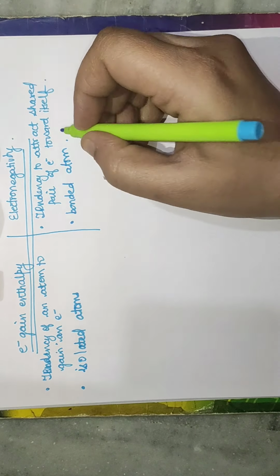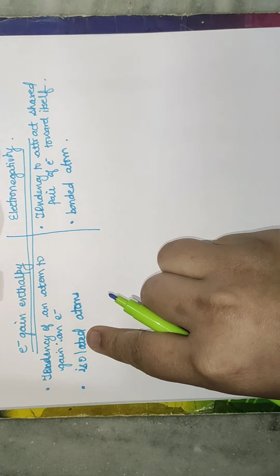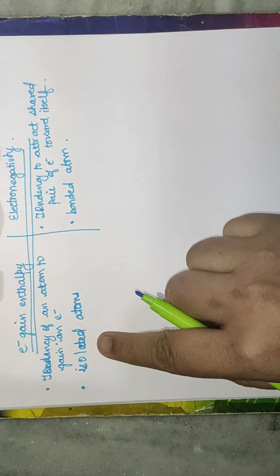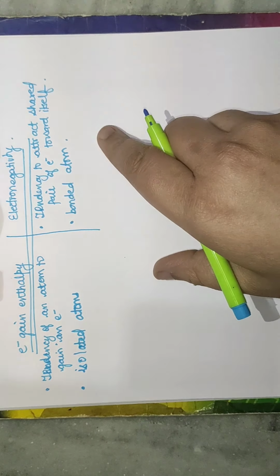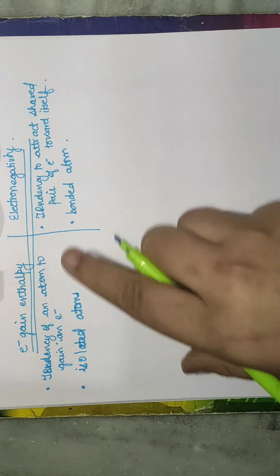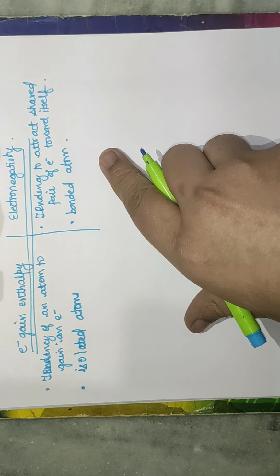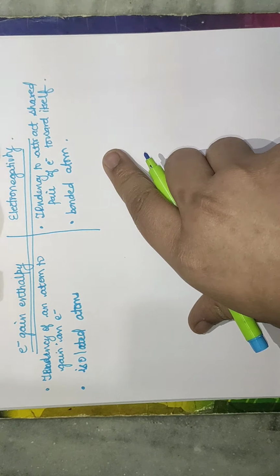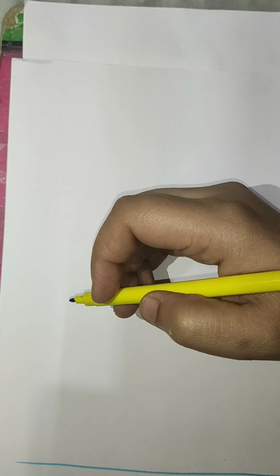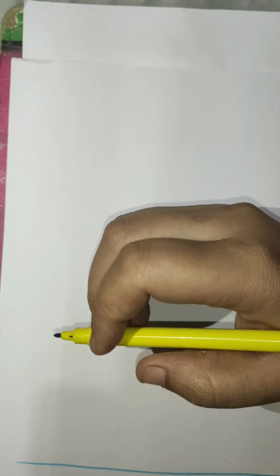So there are many differences: electron gain enthalpy is an absolute electron attracting power, while electronegativity is a relative electron attracting power. Its unit is kilojoule per mole, while electronegativity has no unit. Electron gain enthalpy is a constant quantity, while the electronegativity of an atom is not constant; it depends upon the oxidation state of the atom, hybridization, and the nature of substituents. So our next point is valence.